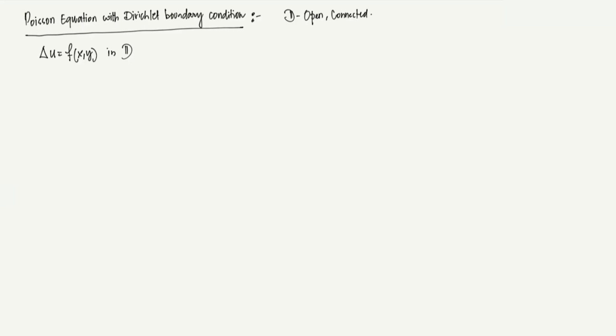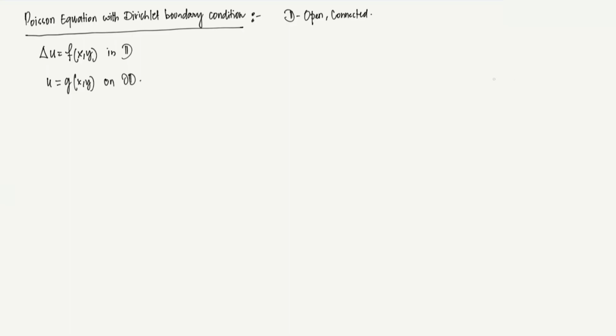So we have Laplacian u equals f of x y, and the condition which you want to put is that u is essentially g of x y, a different function g of x y, on the boundary of this domain. So the boundary of this. Clear? As an example, let's just understand this thing.